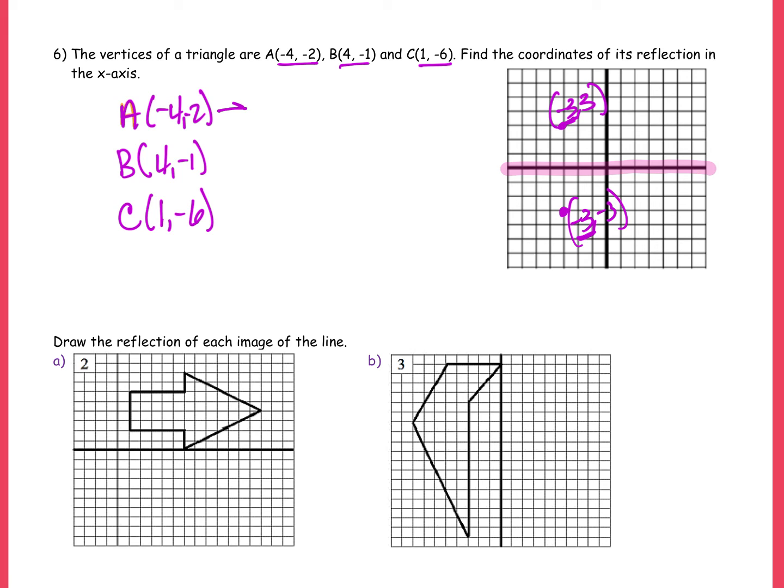Okay. So what is A prime? -4, 2. Very nice, Vanity. What is B prime? -4, 1. And what is C prime? 1, 6. 1, 6.